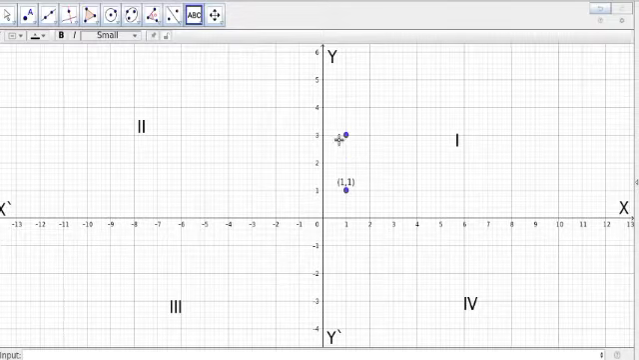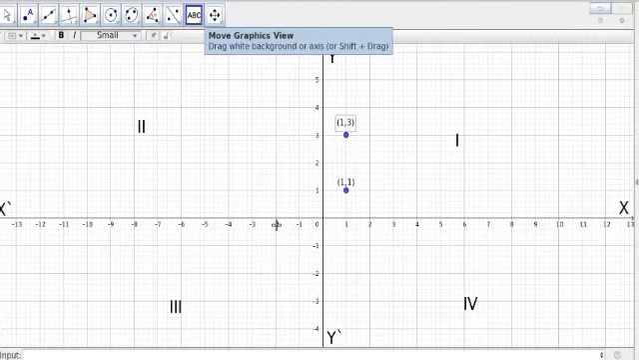Yes, the x coordinate of this point is 1. So just write the coordinates like this. The coordinates of this point are (1, 3). That is 1 on the x-axis and 3 on the y-axis. If we draw a line through this 1 and through this 3, they meet at this point. So the coordinates of this point are (1, 3). So in the first quadrant both the numbers are positive.